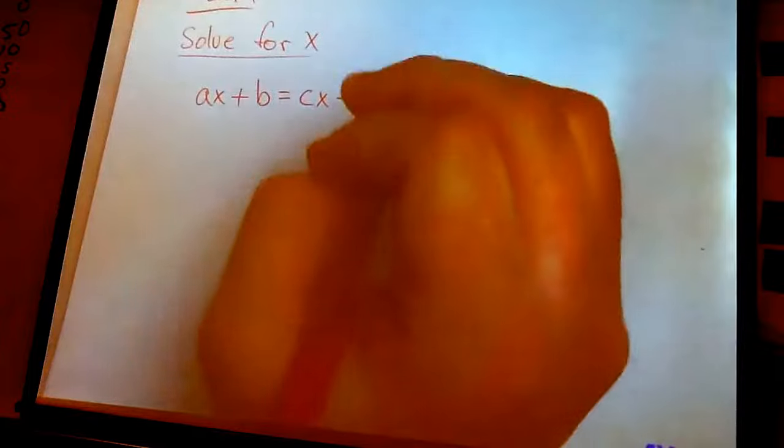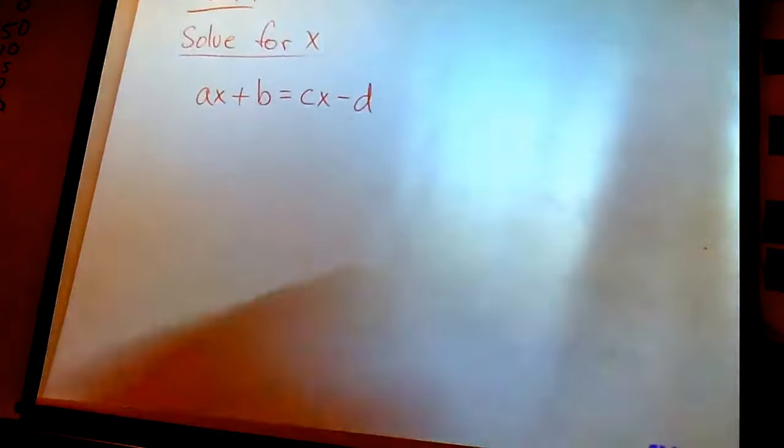So let's say, what do you want to solve for? Solve for, how about x? Solve for x. And we'll go like ax plus b equals, I'm going to start with a hard one too, by the way. Equals cx minus d. Doesn't have any numbers, does it? No. But the idea is the same.